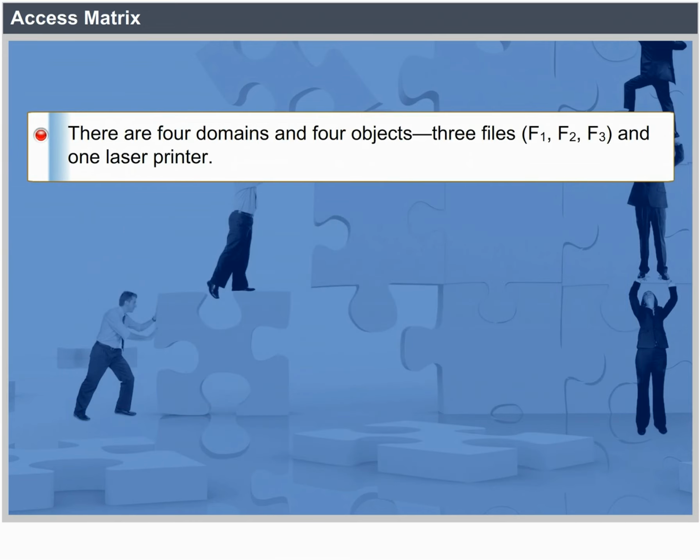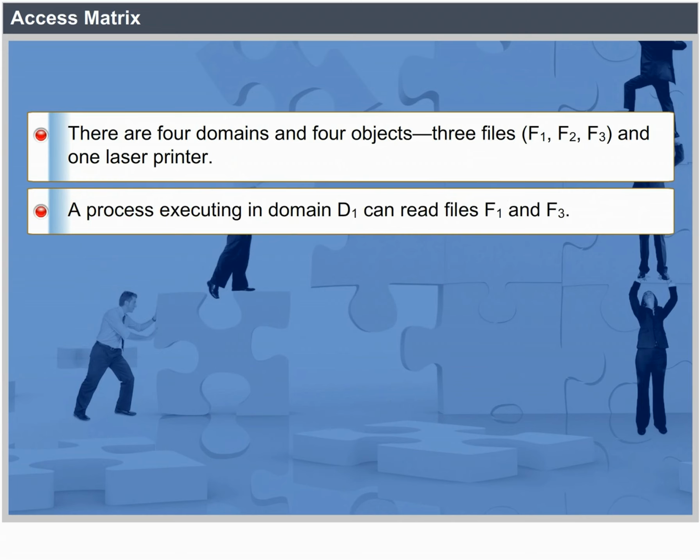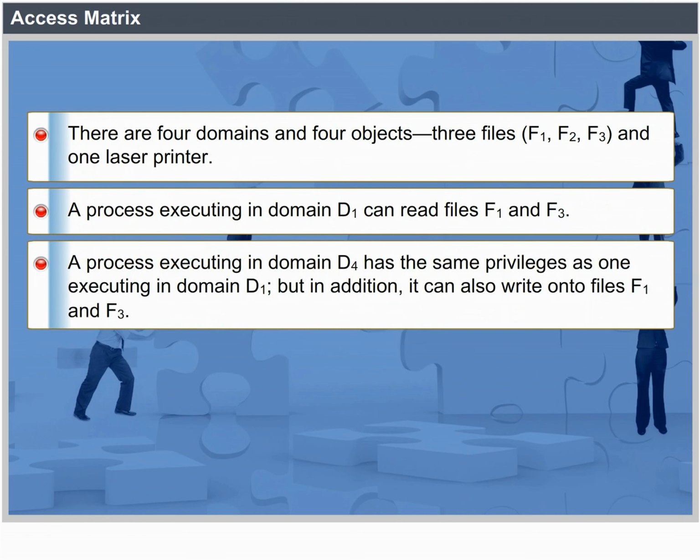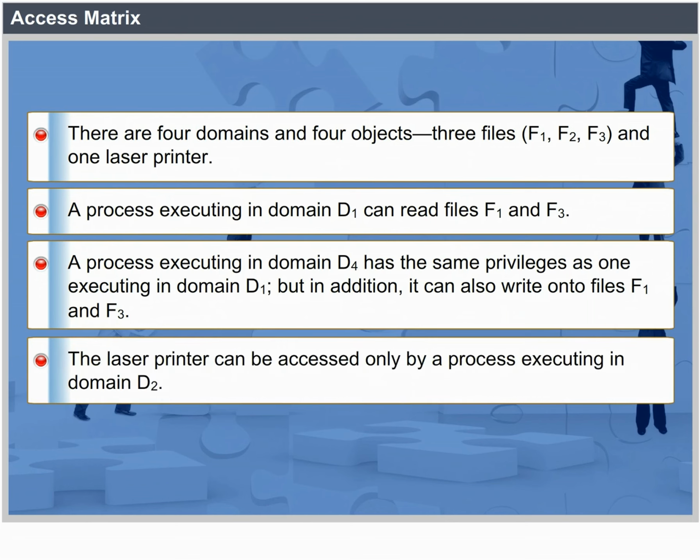There are 4 domains and 4 objects: 3 files, F1, F2, F3, and 1 laser printer. A process executing in domain D1 can read files F1 and F3. A process executing in domain D4 has the same privileges as one executing in domain D1, but in addition it can also write onto files F1 and F3. The laser printer can be accessed only by a process executing in domain D2.